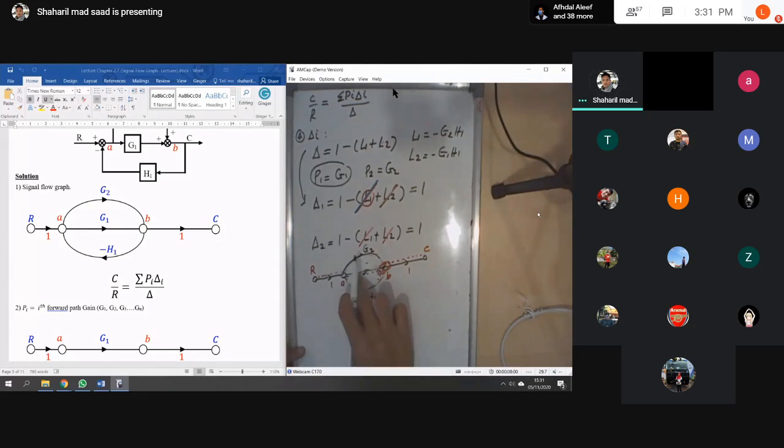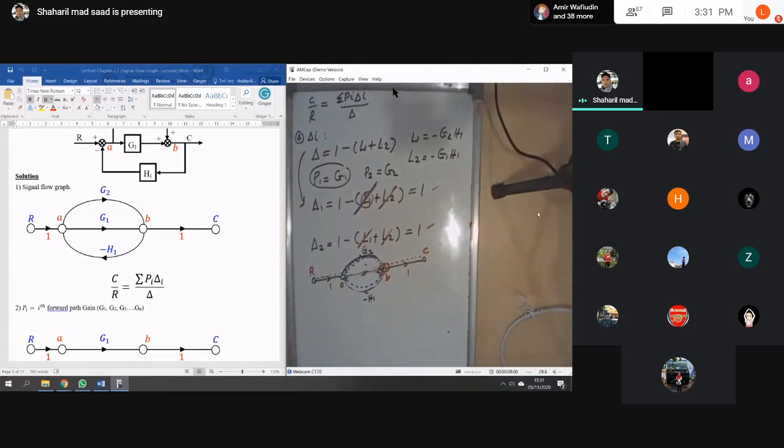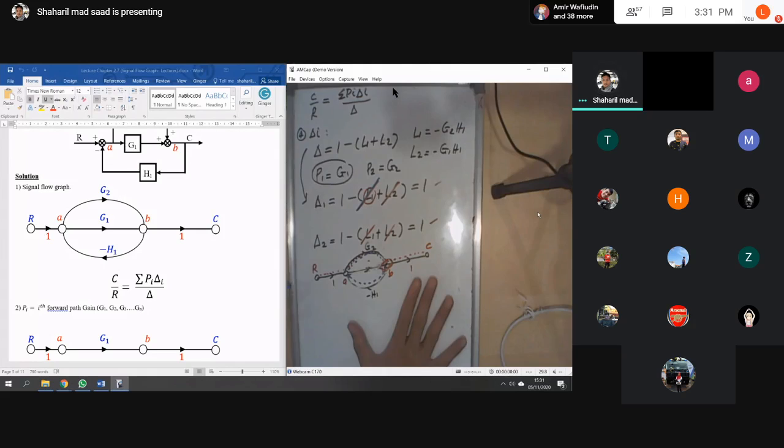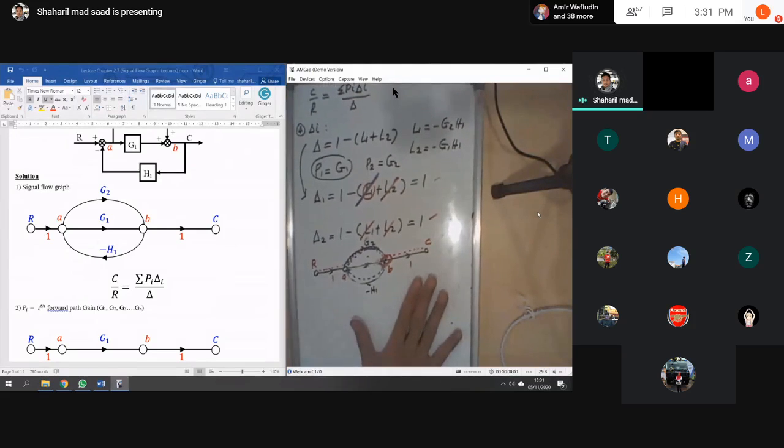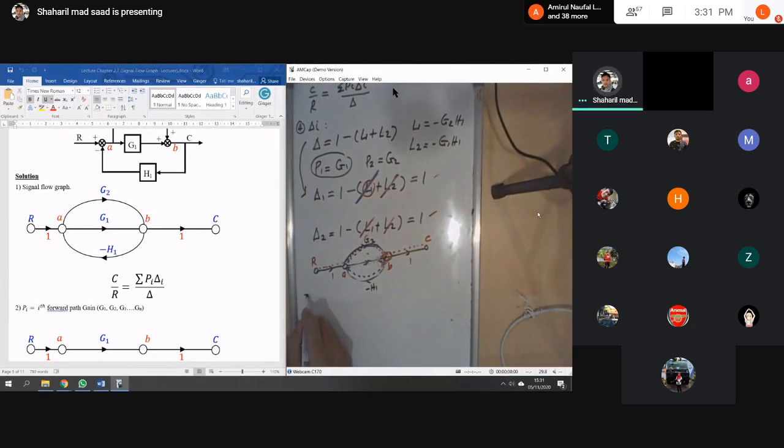So this one L1 also touches the forward path gain G2. Ni forward path gain G2 lah. Okay, touch. Okay, buang. So you need to delete. L2 also touches, delete. So just left 1 and 1 here. Okay, clear tak ni? Ada apa-apa soalan tak? Clear. Okay, tak perlu repeat lah.